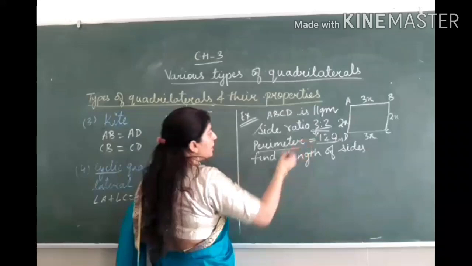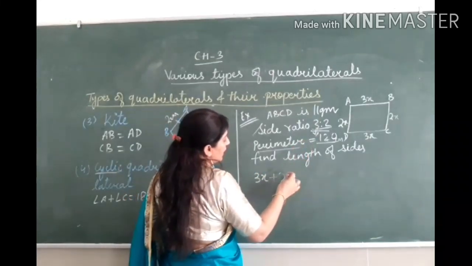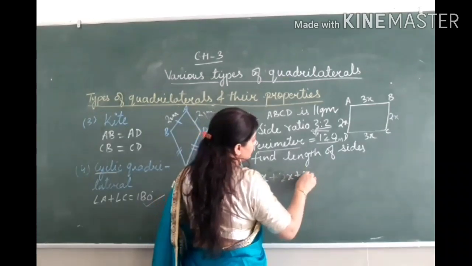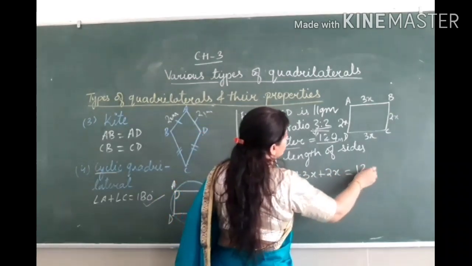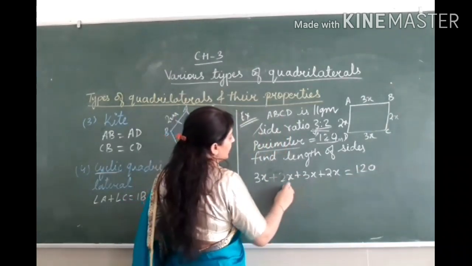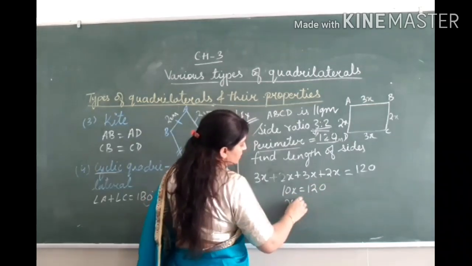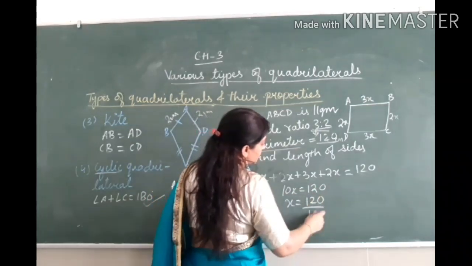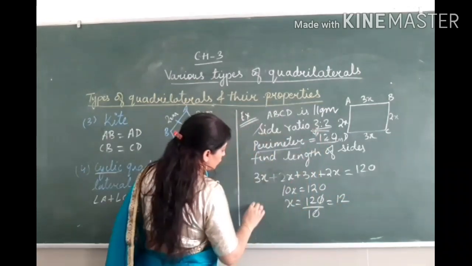So what is the perimeter? It is the sum of all the sides. So we will add all the sides. The perimeter is 120. So 3x plus 2x plus 3x plus 2x is 10x. 10x is 120. x will come out to be 12.